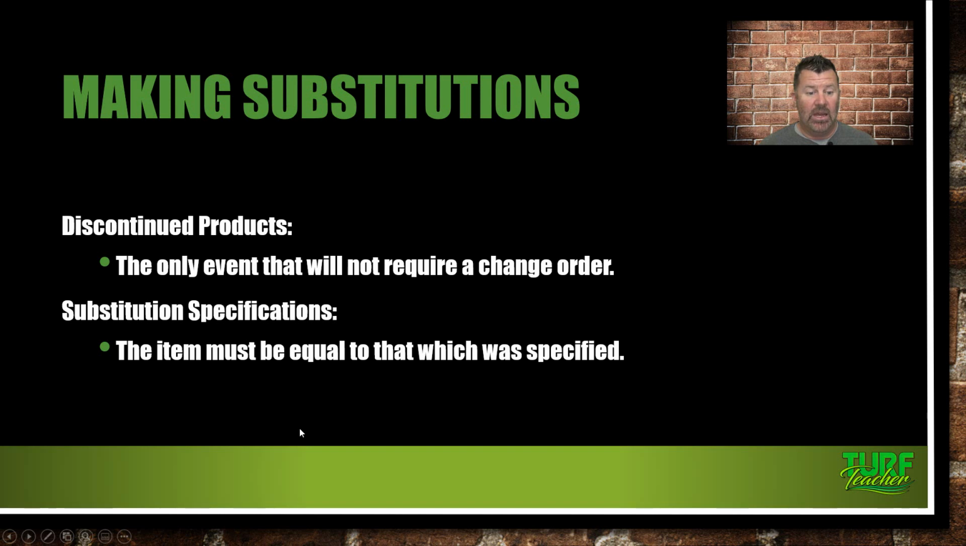What if they're discontinued products? You specified something that we can't get hold of. The only event that will not require a change order. I mean, it's no longer available. We can't find it. And then what about substitution specs? The item must be equal to that which is specified.